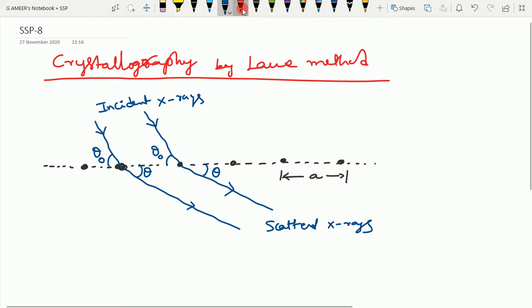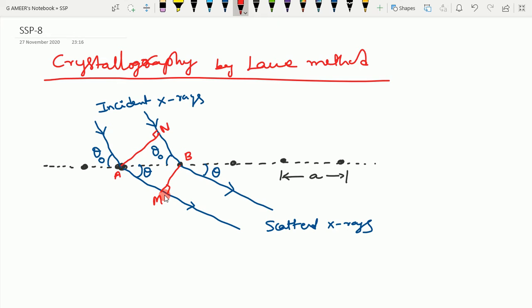Now I'll draw a perpendicular from here to here, since we need to determine the path difference. From the point A I have drawn the perpendicular, let us call it N. Now let's say this is the point B. From point B again you draw the perpendicular, call it M.